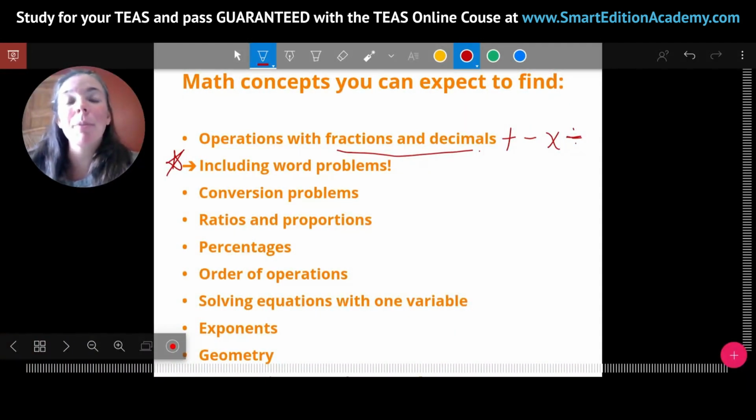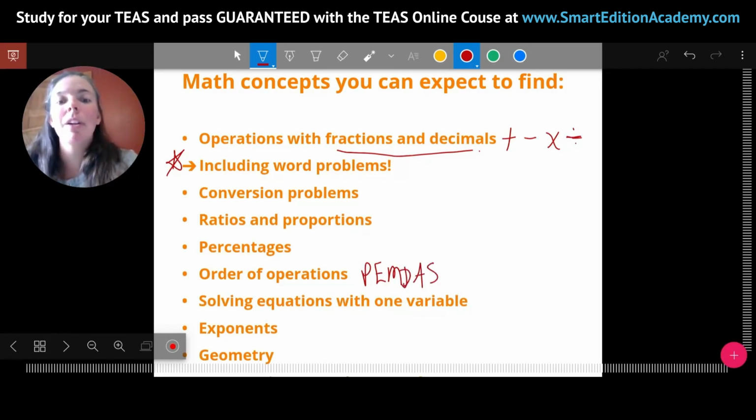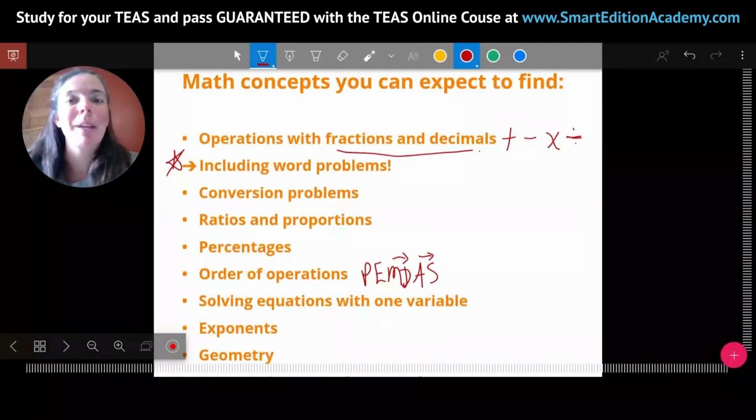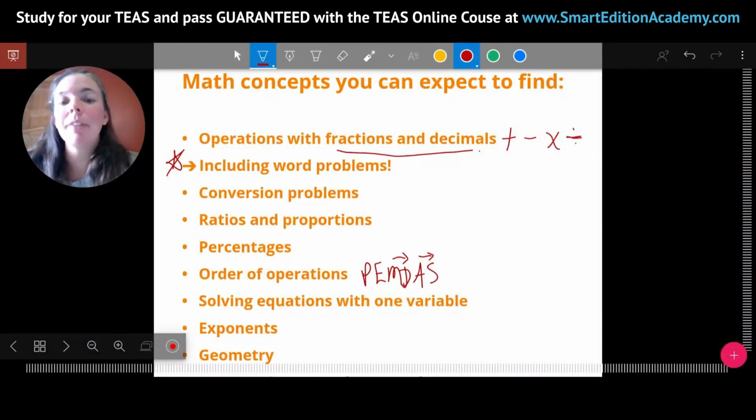We will talk about ratios and proportions, percentages, how all of those relate. We'll talk about order of operations, which essentially is just the correct mathematical order in which we solve math problems. You may have heard PEMDAS before. This is a fun mnemonic that allows us to remember the proper order of operations. PEMDAS, please excuse my dear Aunt Sally, is maybe how you've heard that before. We're going to do solving equations with one variable, basically trying to get x by itself and find the value, as well as solving some exponents and geometry. So these are things you can expect to find on your exam.